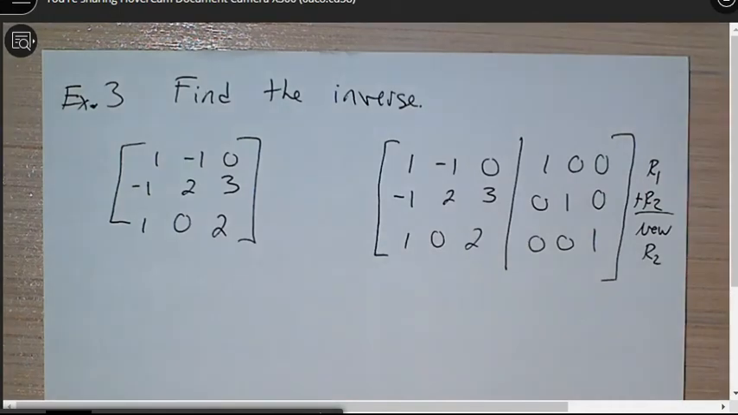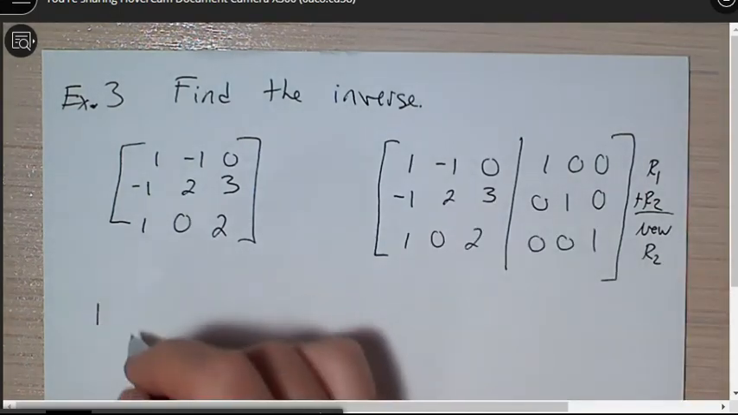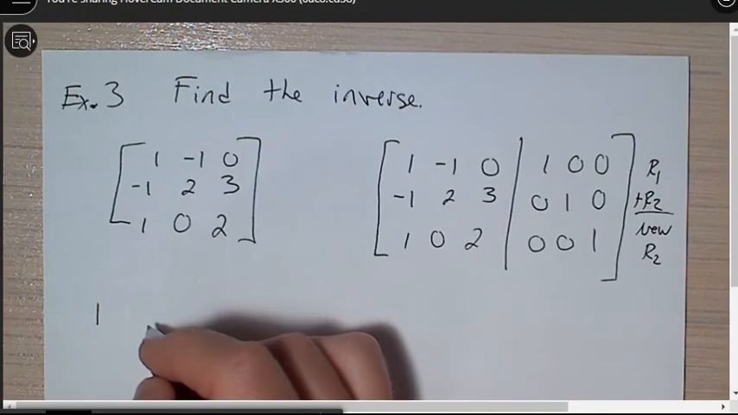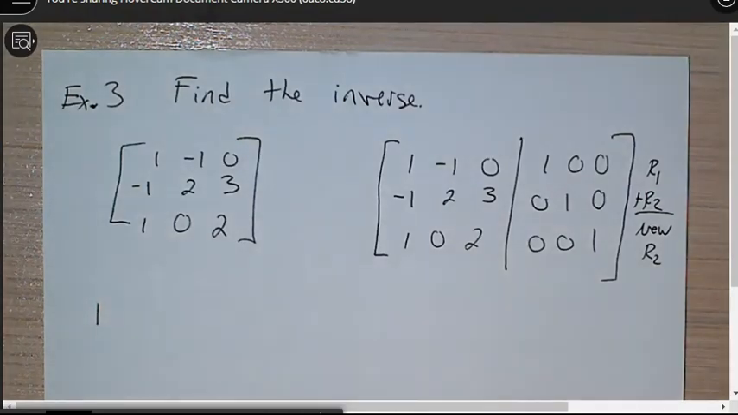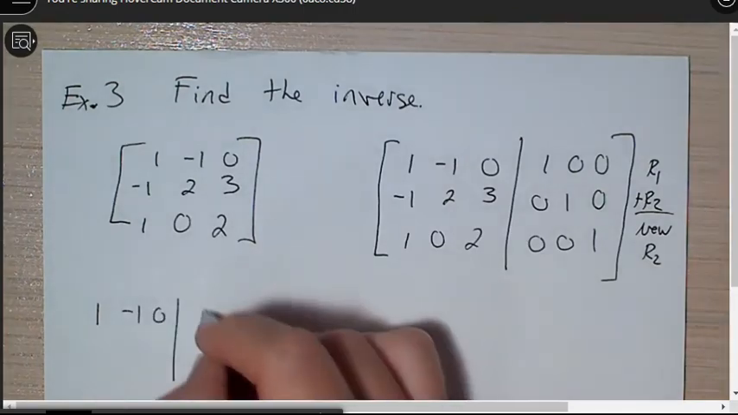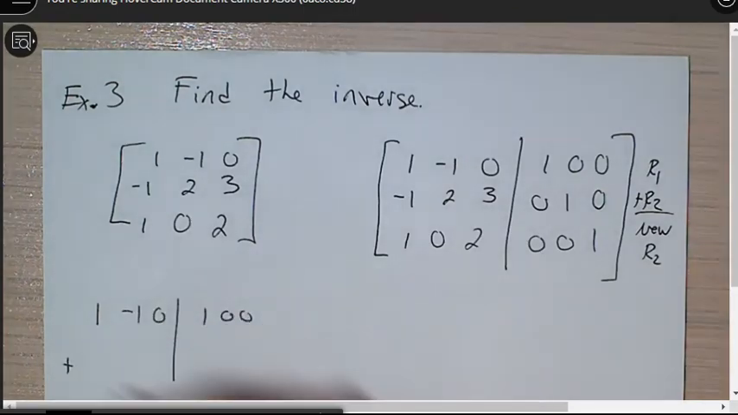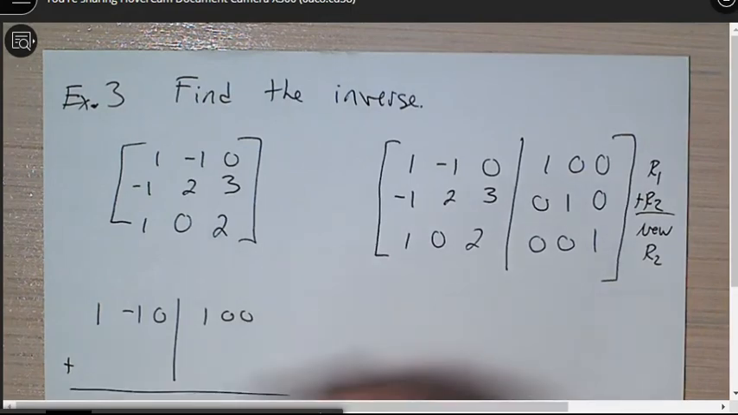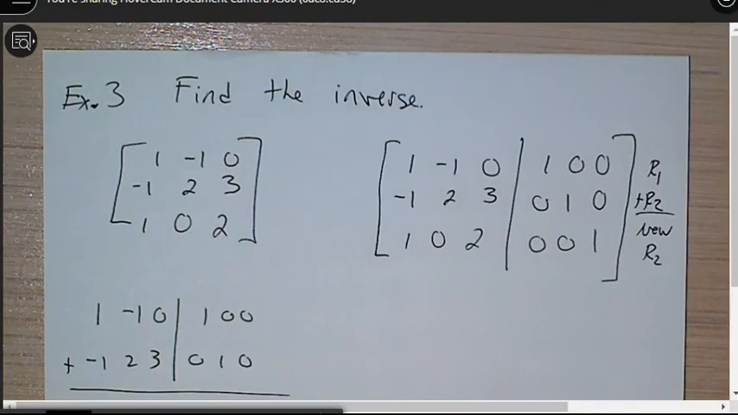So we make that a 0. So that's going to be 1, negative 1, 0, 1, 0, 0. We're going to add that to negative 1, 2, 3, 0, 1, 0. So it's going to be 0, 1, 3, 1, 1, 0.